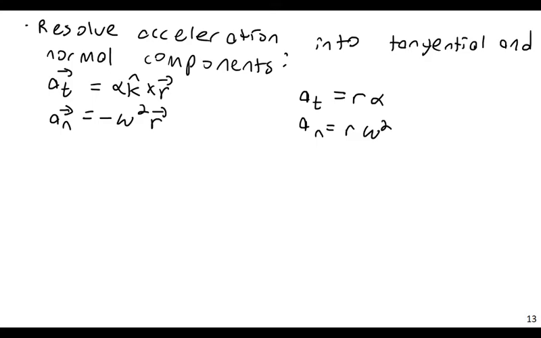So why would the normal acceleration vector have a negative component on it? The reason for it is quite simple.